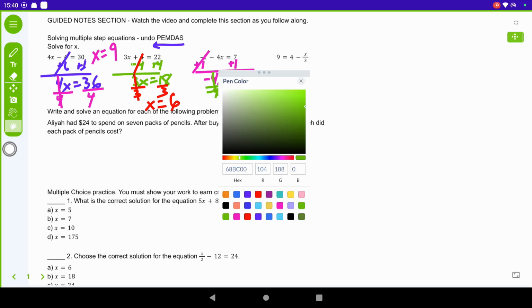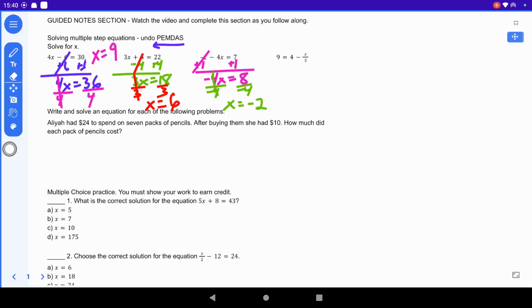For our next example, we have 4 minus x over 3. Again, this number 4 here is a positive number. It's not directly attached to the variable, so we're going to undo that first. So we're going to go 9 minus 4 is 5 equals, the negative goes with it. And then I'm going to put a 1 here. Again, we call this the implied one.